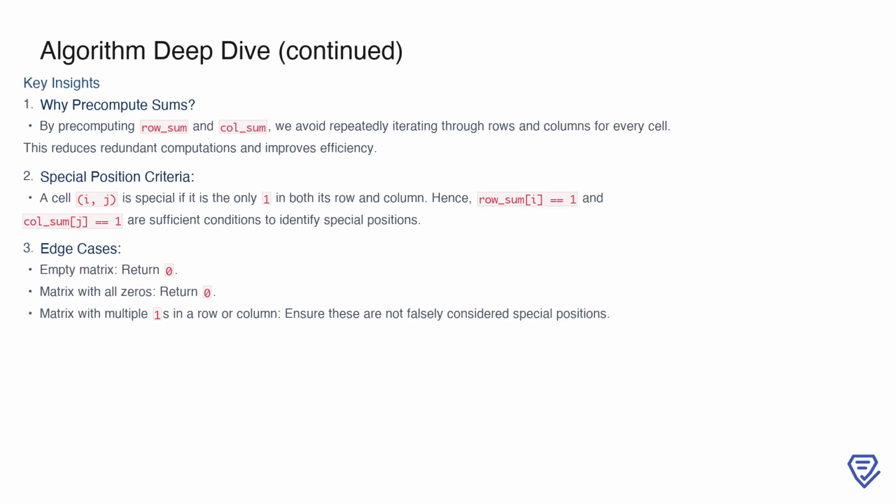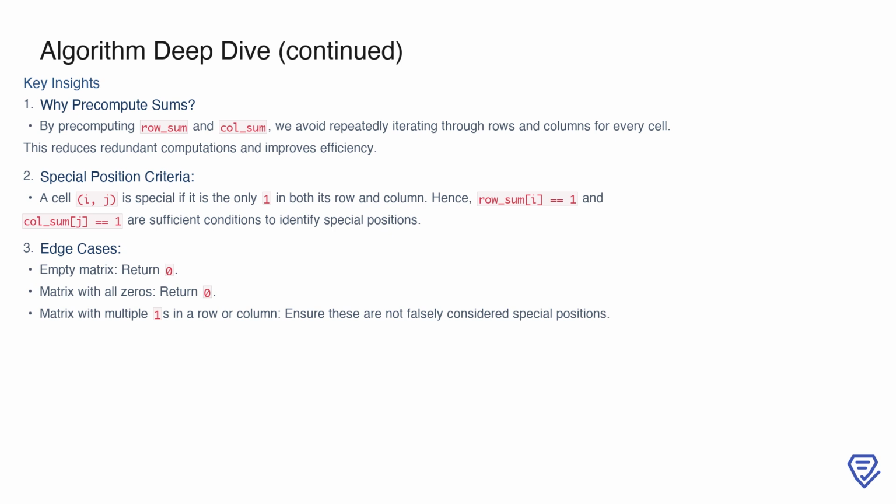The key insight behind the optimized approach lies in the use of pre-computed sums. By calculating row_sum and col_sum beforehand, we eliminate the need to repeatedly iterate through rows and columns for every cell in the matrix. This reduces redundant computations and significantly improves the overall runtime. The criteria for identifying a special position remain the same. A cell (i, j) is special if it is the only one in both its row and column. This means that if row_sum[i] equals 1 and col_sum[j] equals 1, then (i, j) must be a special position.